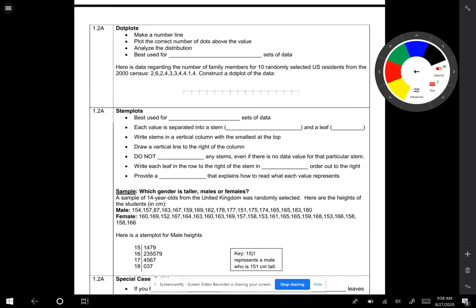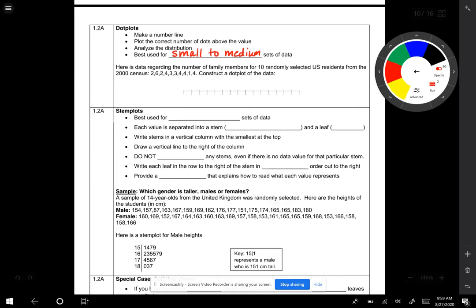Let's start with the most basic one. For a dot plot, you make a number line, you plot the correct number of dots above the value, you analyze the distribution. It's best used for small to medium sets of data. Here's the data regarding the number of family members for 10 randomly selected U.S. residents from the 2000 census. Construct a dot plot of the data.